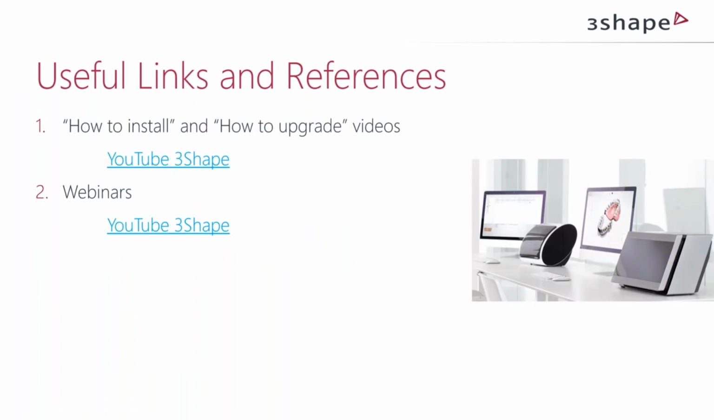All right, I think for today, this is actually it. We have now learned how to install the software as a standalone, how to upgrade from different versions, how to install client-server, how to uninstall the software, how to backup cases, and where to find the information about that. I would also like to share some links and references for you. How to install and how to upgrade videos are found on YouTube's 3Shape channel. You can also find recorded webinars at the same page.